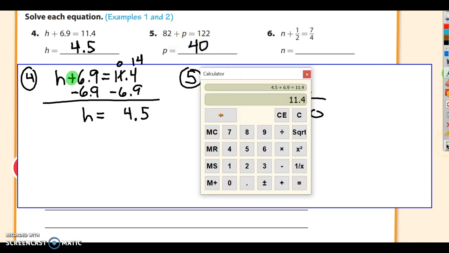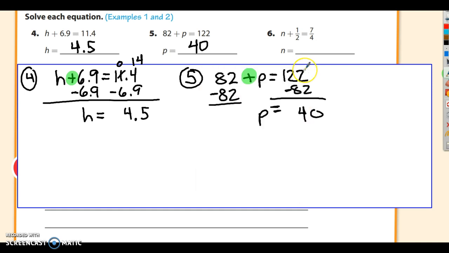I don't mind checking that on a calculator. I think that p is 40, so I'm going to punch in from left to right 82 plus 40. And I'm hoping it's 122. It is? All right, perfect.